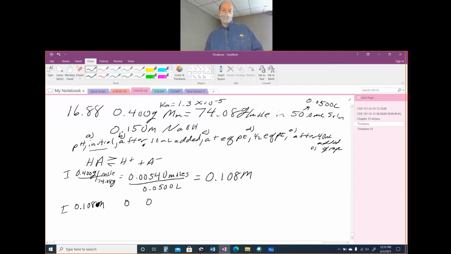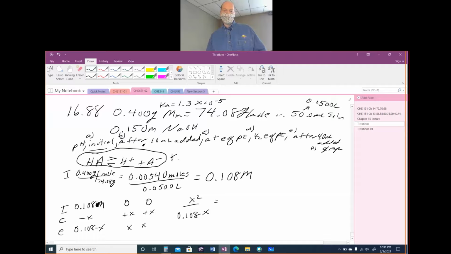All right, we have 0 H plus, 0 A minus, so it has to go to the right. All right, so at equilibrium, we have 0.108 minus X, we have X, we have X. And so X squared over 0.108 minus X is equal to, again, you have to always look at the reaction. This is the reaction that we're using. This is the Ka reaction. You use the Ka constant, which is 1.3 times 10 to the minus 5.